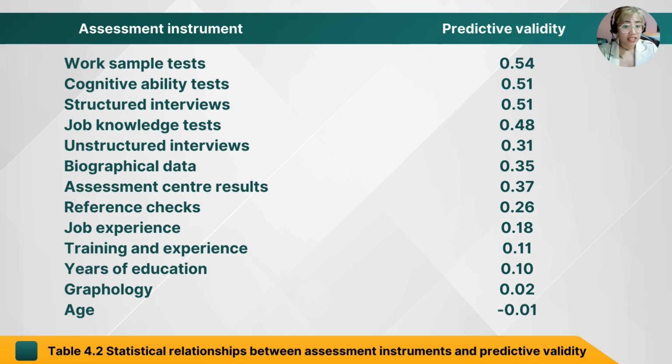And for medium predictive validity, assessment center results are 0.37, biographical data is 0.35, and these tools have a moderate correlation with job performance. For low predictive validity, a reference check is 0.26, job experience is 0.18, training and experience is 0.11, years of education is 0.10, graphology is 0.02, and age is negative 0.01. So these tools have a weak correlation with job performance and may not be very effective in predicting future success. Overall, this slide highlights that some assessment instruments are better predictors of job performance than others. Organizations should consider the predictive validity of a tool when selecting methods for recruitment and selection.